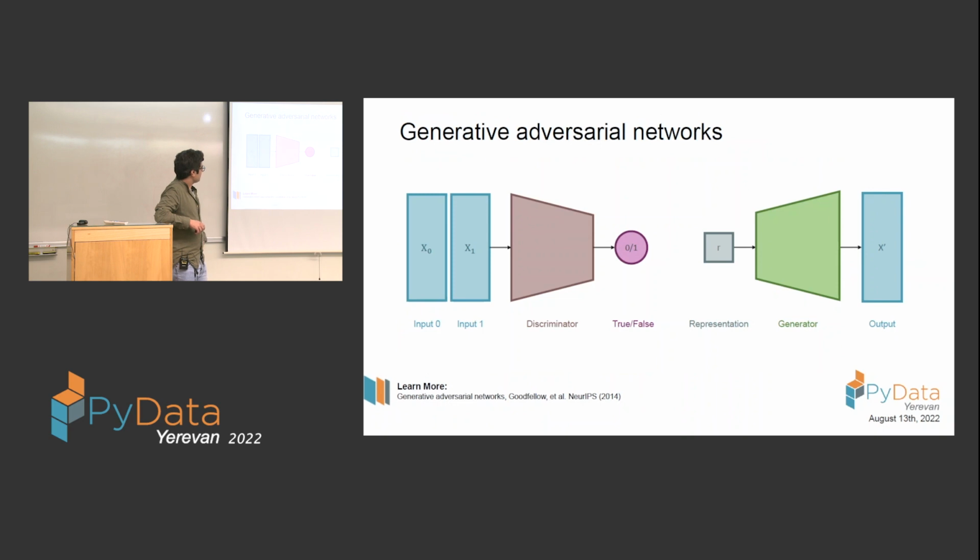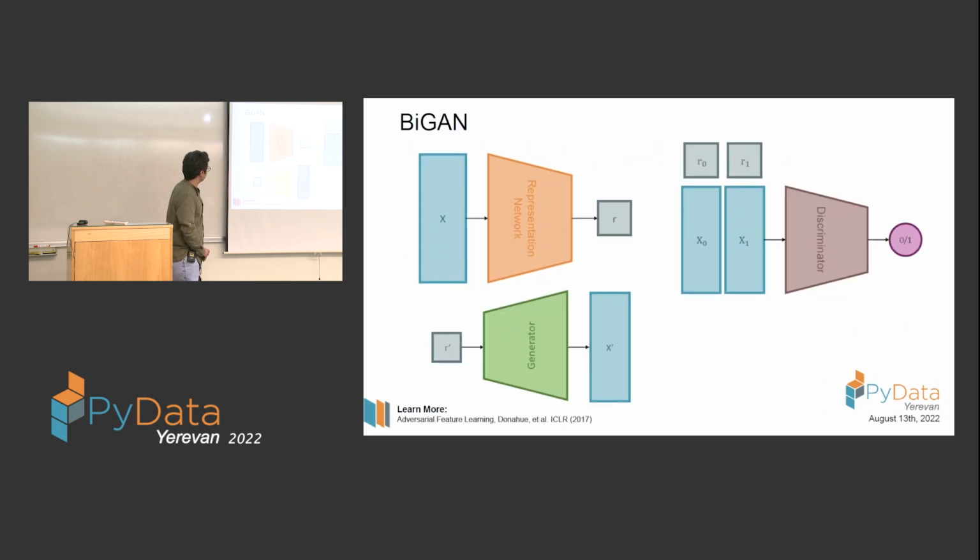If you look at this GAN over here, you cannot actually learn the representation given X, because the representation is an input. But if you're a bit clever, you can slightly change this model and come up with a new model, which has one representation network, a generator and a discriminator.